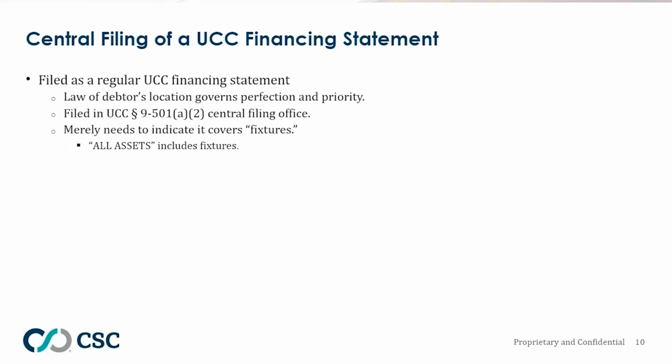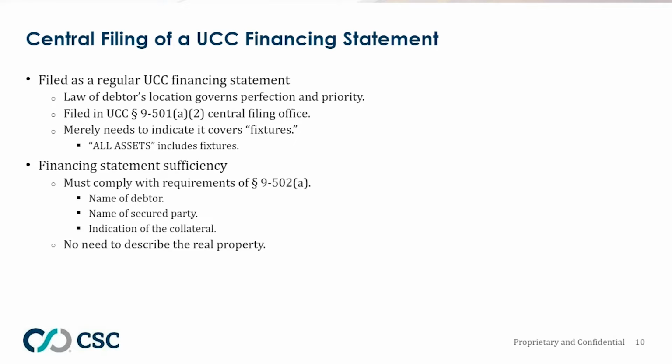As I mentioned, one is just a regular UCC financing statement. And like any other financing statement that covers inventory, accounts, equipment, and so forth, it's the law of the debtor's jurisdiction or the law of the debtor's location that governs perfection and priority. And so it's filed in the central filing office of the state where the debtor is located. And all it has to do is indicate that it covers fixtures, and it can commingle fixtures, and it can be accounts, inventory, fixtures, and so forth. That's very common. In fact, the super generic description of all assets will include fixtures.